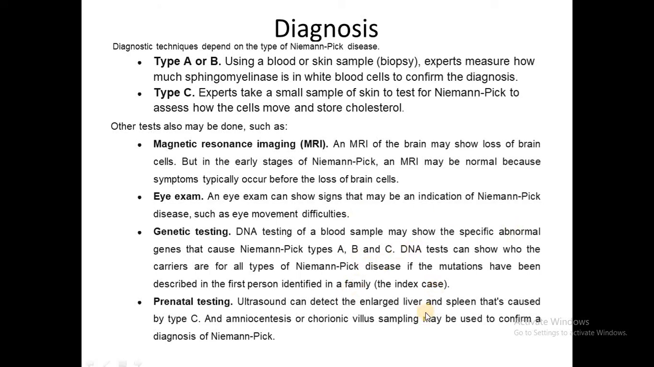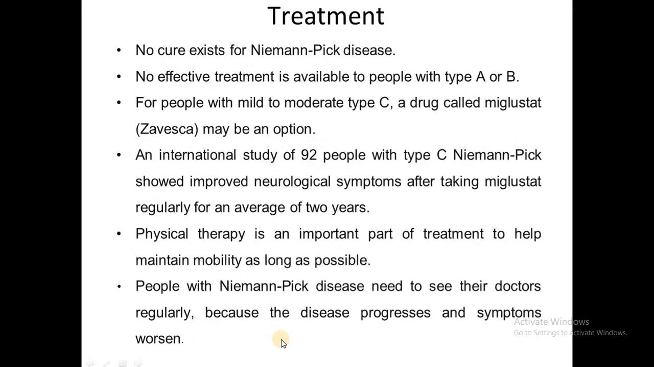Next, prenatal testing. Ultrasound can detect the enlarged liver and spleen caused by type C, and amniocentesis or chorionic villus sampling may be used to confirm a diagnosis of Niemann-Pick. So we can make the diagnosis prenatally, after conception, by taking amniocentesis and chorionic villus sampling. From this we can confirm the diagnosis of Niemann-Pick disease.